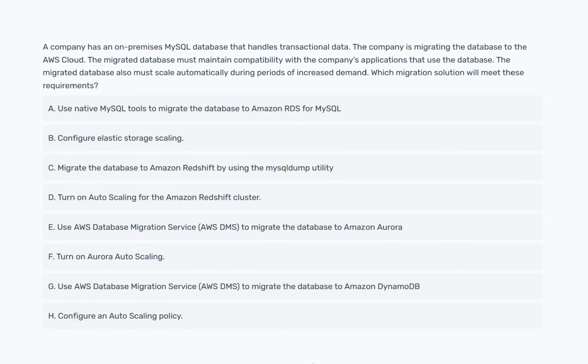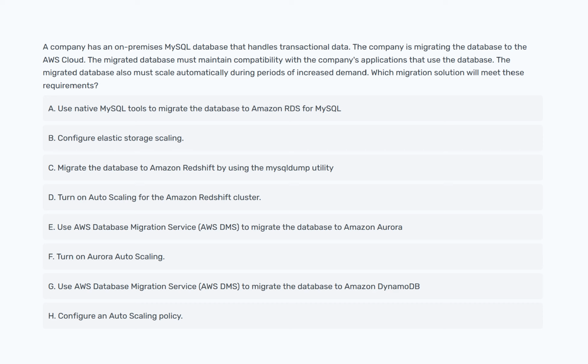All right, so let me move my video controlling bar here, and then we'll look into this question. As we discussed, this is a sample question. A company has an on-premises MySQL database that handles transactional data. So what do you remember when you're talking about transactional data? OLTP, online transaction processing, right?